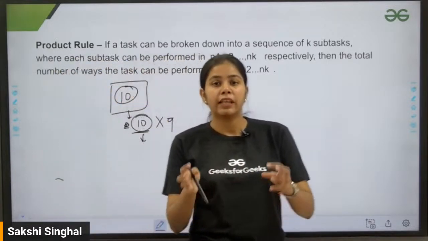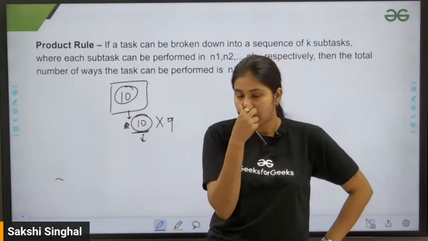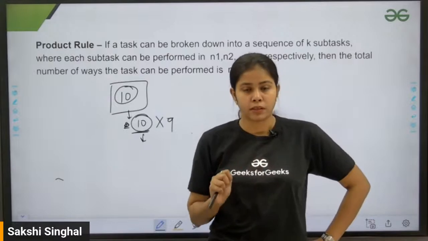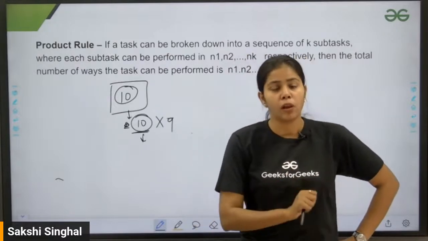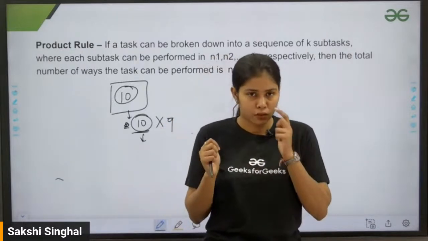So the example was that if I have to pick two balls out of these 10 bags, right, I cannot pick directly two balls. So that means first I have to pick one ball, and then I have to pick another ball. So I have divided it into two tasks, so two subtasks.